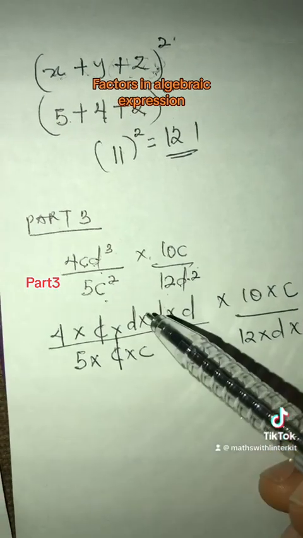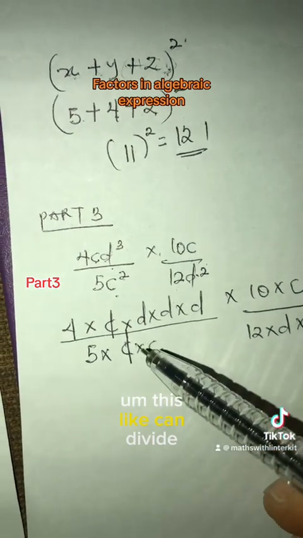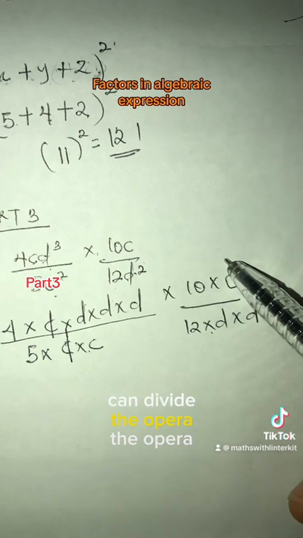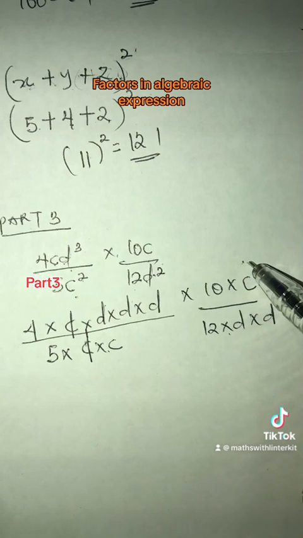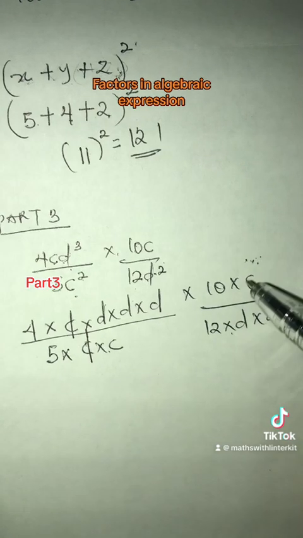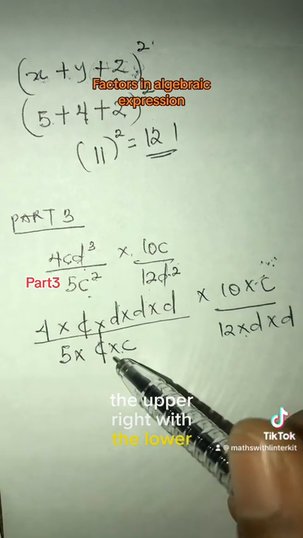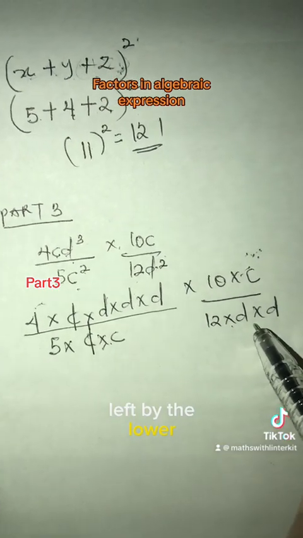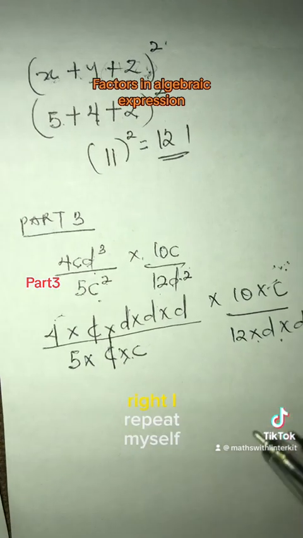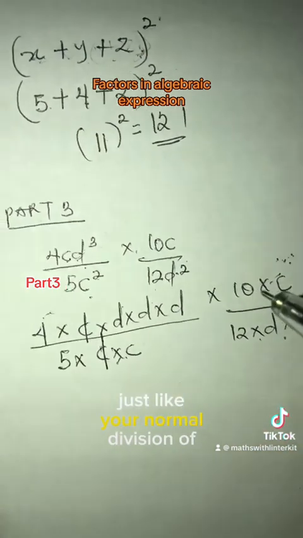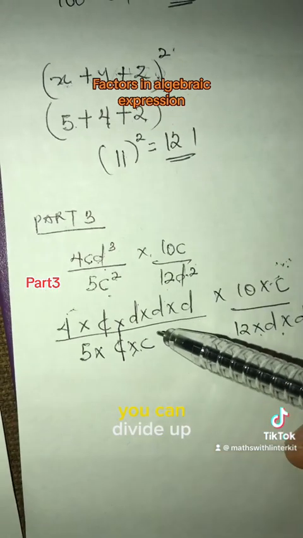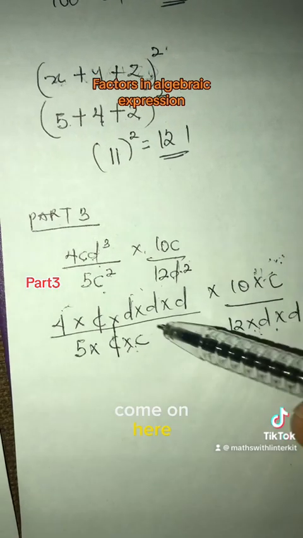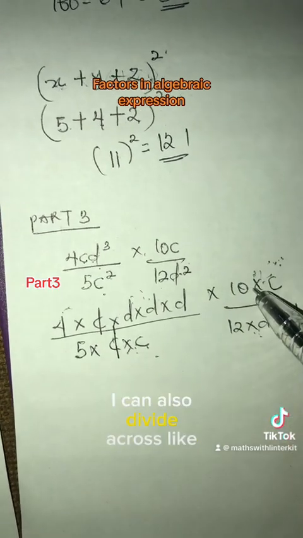So when you are dividing, you can divide up and down. We can divide the upper left, the upper right with the lower right. And we can also divide the upper left by the lower right. I repeat myself, whenever you're dividing, just like your normal division or fraction, you can divide up by down, down by up. But you can divide what is common here.